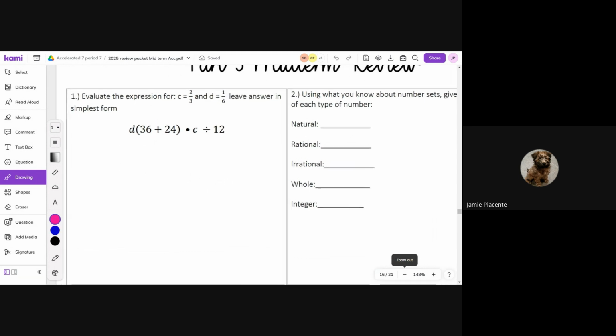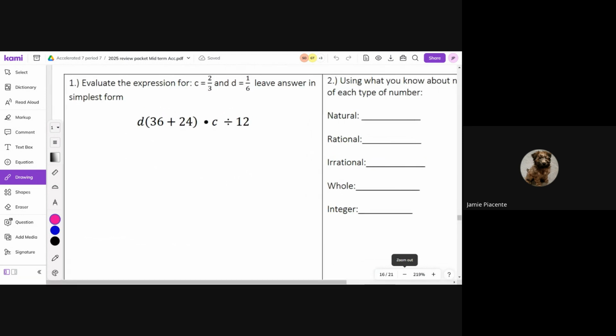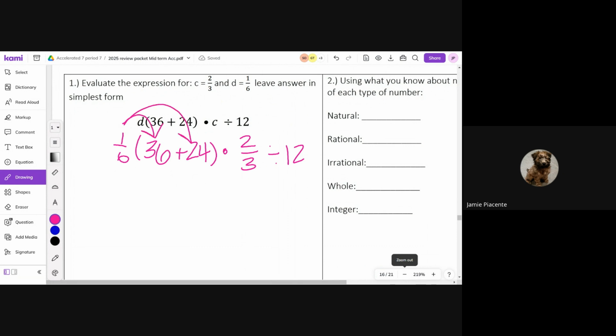So I'm going to try to zoom in as best as I can. The D is touching the parentheses, so that means you're going to multiply. So I have 1/6 and then 36 plus 24 times my C, which is 2/3, divided by 12. Two options: you can take the 1/6 and multiply it by the 36, doing the distributive property, and multiply it by the 24. That's fine. Or you can add 36 and 24. Either one is fine. So let me look at what Miss Dagler's answer key has.